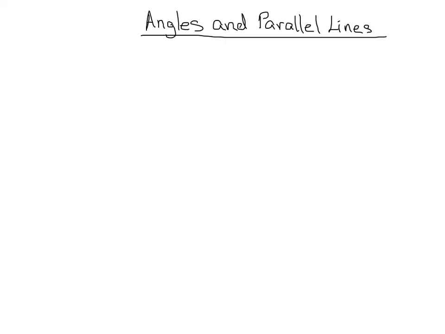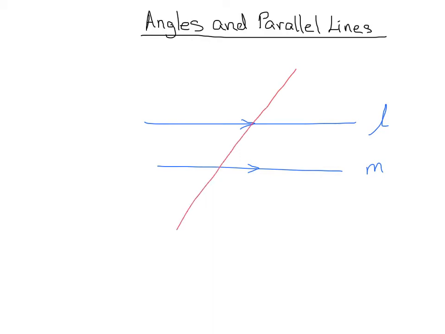In this video, we'll be looking at what happens when we have two parallel lines. So let's call them L and M. And we know they're parallel because they have those arrows on them. And we're going to look at what happens when we have another line that goes through both of those lines. And that line is called a transversal. So a line that goes through two lines at two different points is called a transversal. So let's call that transversal T.